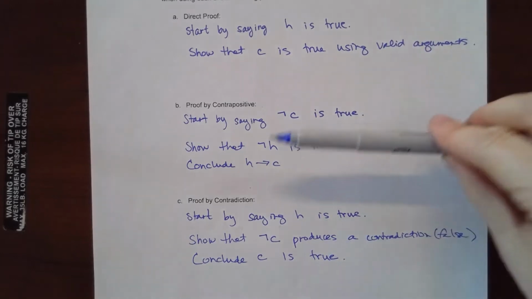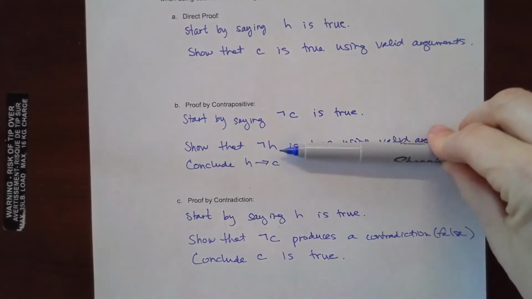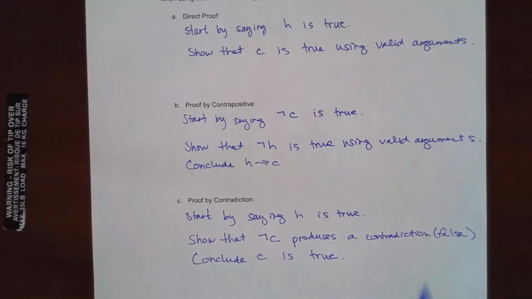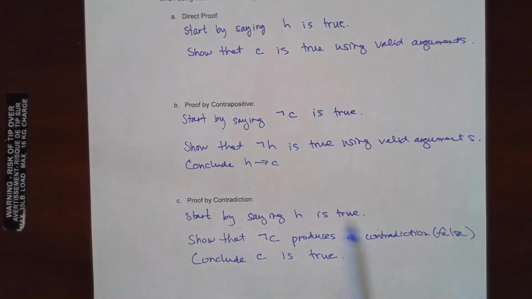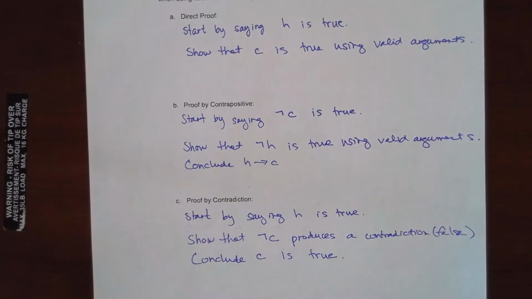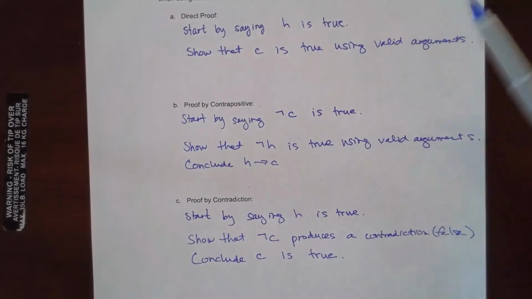And this one will show that the negation of the hypothesis is true. Okay. This one is tricky because you just have no idea what contradiction is going to show up. Are you going to contradict the hypothesis? Are you going to contradict something else? That's why this one is tricky, because here, you know exactly what you're going for.